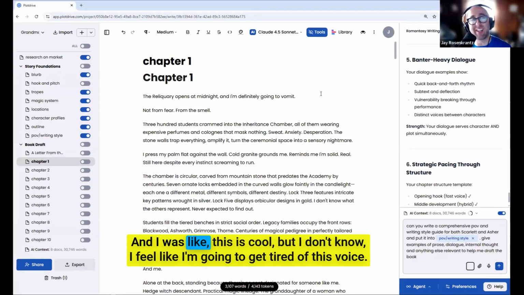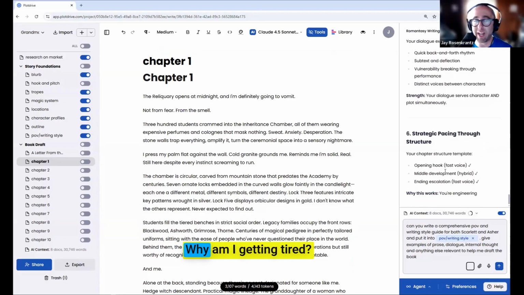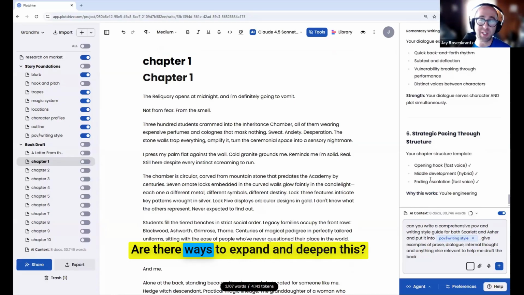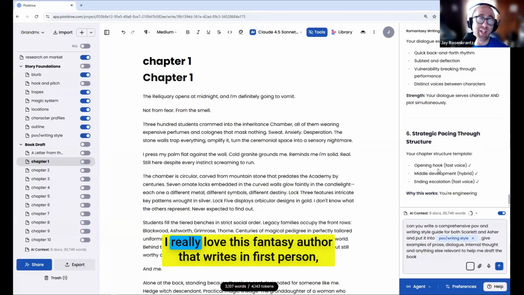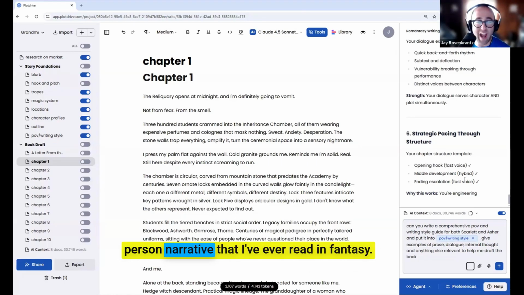And I was like, this is cool, but I don't know, I feel like I'm going to get tired of this voice. Then I started talking to the co-writer about that. Why am I getting tired? Are there ways to expand and deepen this? I really love this fantasy author who writes in first person, Robin Hobb. She doesn't write romantasy, but the Farseer trilogy is some of the greatest first person narrative I've ever read in fantasy. Could we use that?